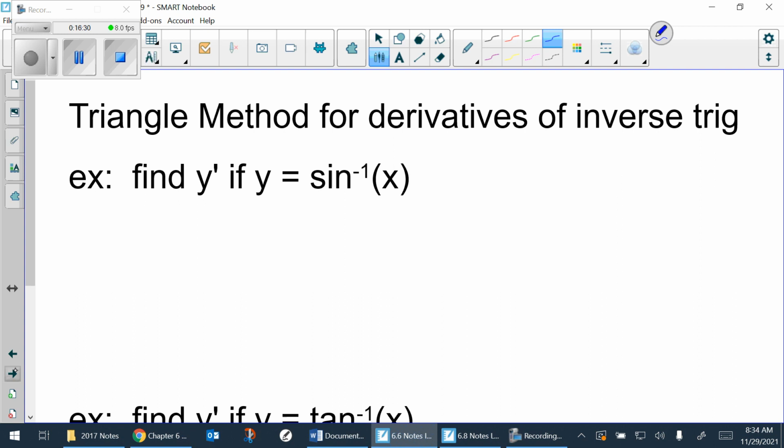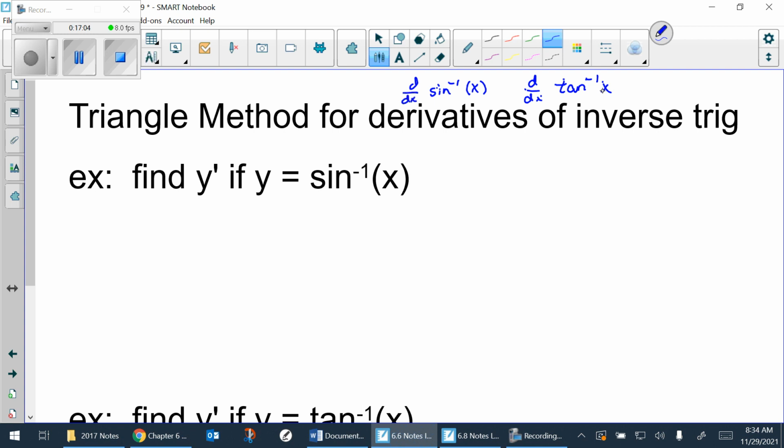Now, I'm going to tell you something. There are only 2 inverse trig functions you need to know the derivative of. You need to know the derivative of the sine inverse of x, and you need to know the derivative of the tan inverse of x. Those are the only ones I have ever seen come up on the AP exam.